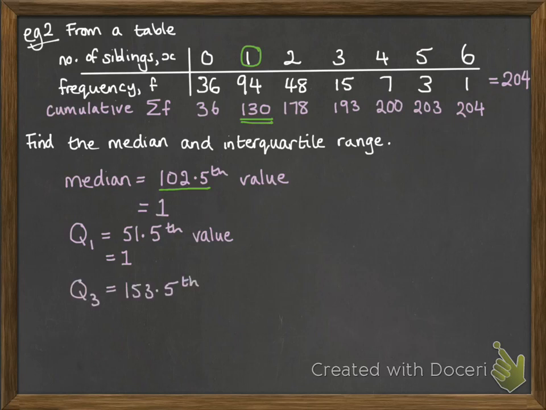If we look for Q3, the upper quartile, so we take out the median, we look at all the data above the median, and halfway through those is 153.5, that's the position of it. Look at our table, that's before 178 but after 130 people, so that's in group 2. So we have the upper quartile as 2. Interquartile range would then be 2 minus 1, and that's 1.